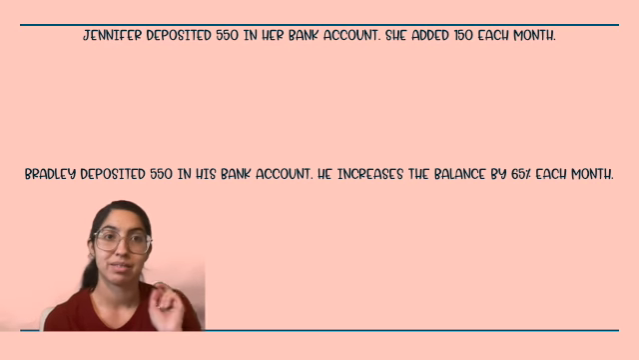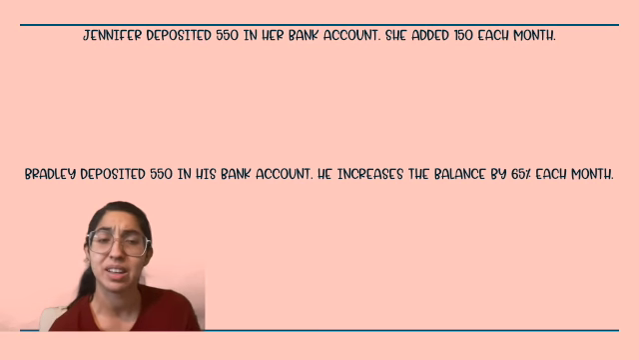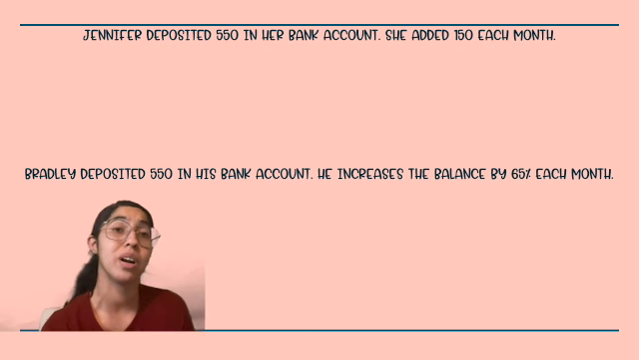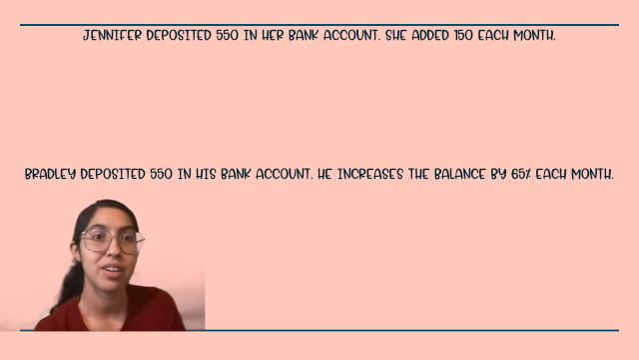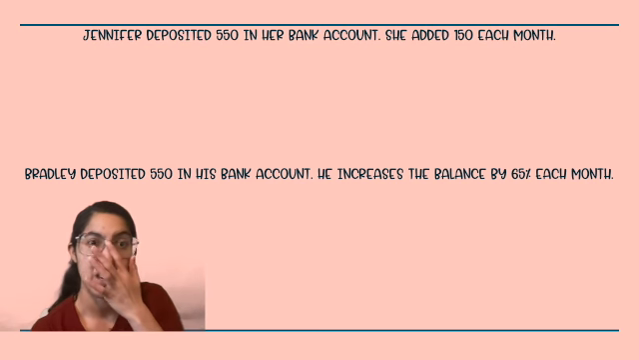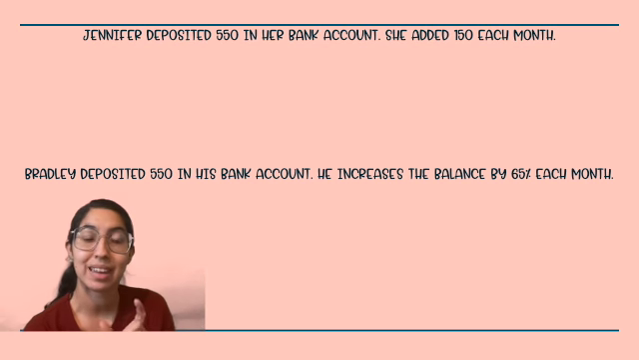So next, word problems. How can I tell if a word problem is linear or exponential? So linear is if I'm adding or subtracting a constant amount, that is linear. If I am multiplying by a certain rate, a percentage, that is exponential.